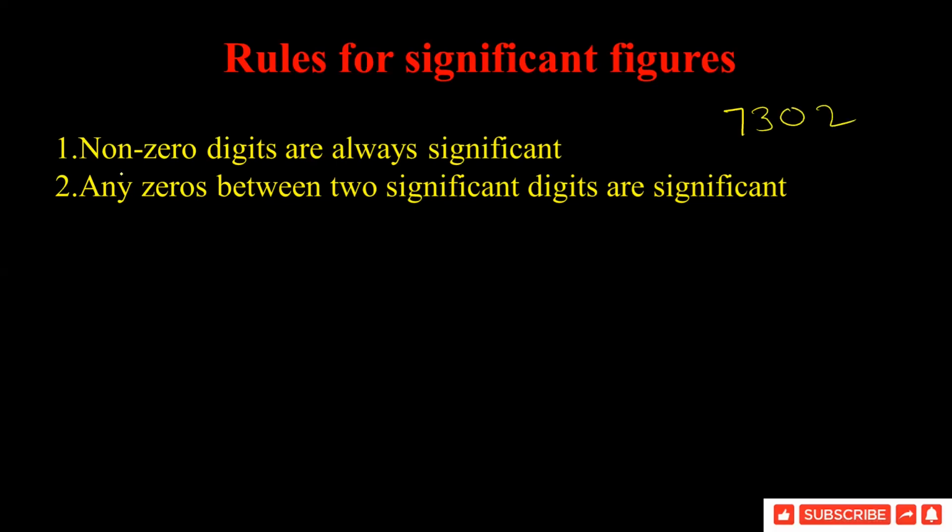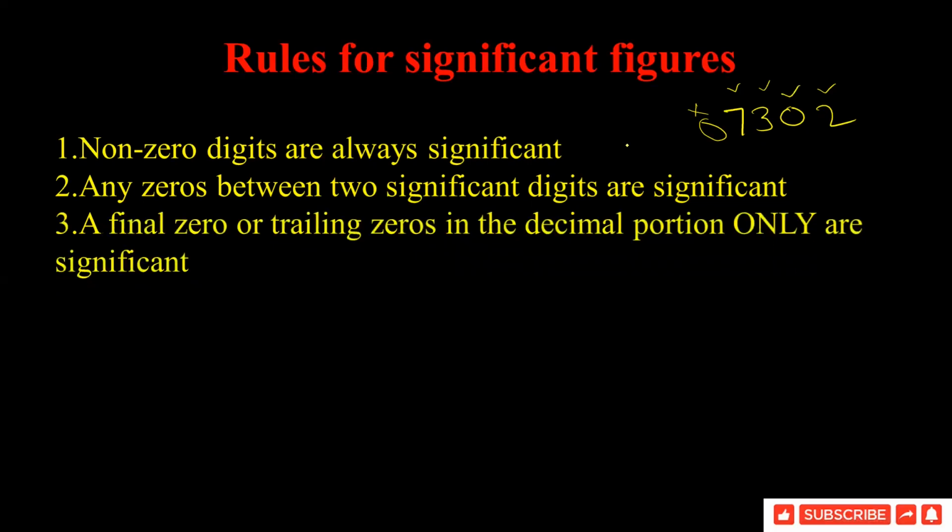7302. Now non-zero digits are 7. So if I start the number of significant figures, so I will start from 7. But if you have 0 before 7, then this will not be considered as the significant figure. Significant figure will start from this 7, then 3. And secondly, you see any zeros between two significant digits are significant. So this 0 is significant and this one 2 is also significant.